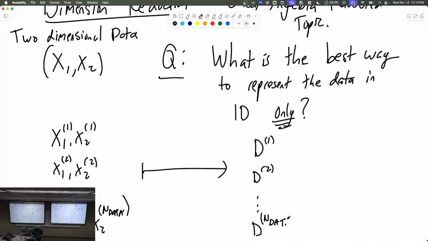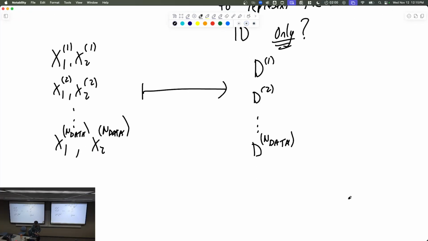So every single data point, which was 2-dimensional, was 2 numbers, x1, x2, and it got turned into 1 number. And we would like to do it in such a way that when we convert it back, of course, converting it back cannot be perfect because this is 1-dimensional data and this is 2-dimensional data, but we would like this to be as good as possible.